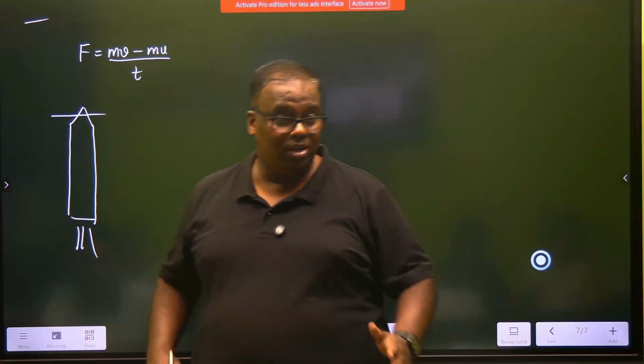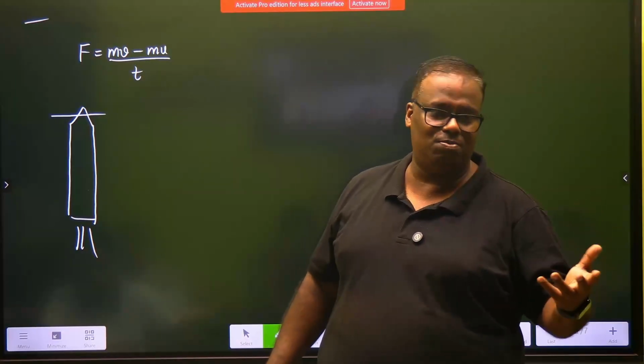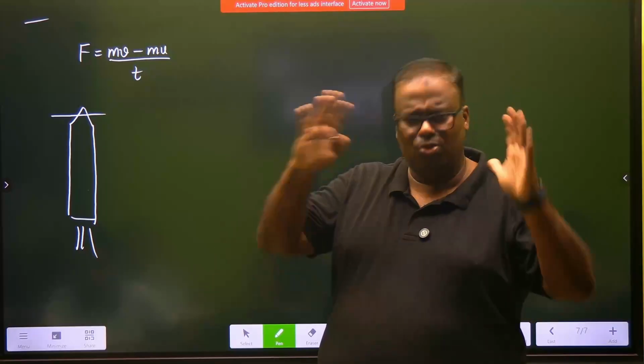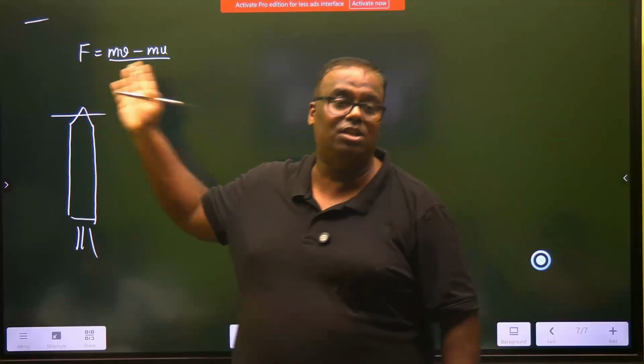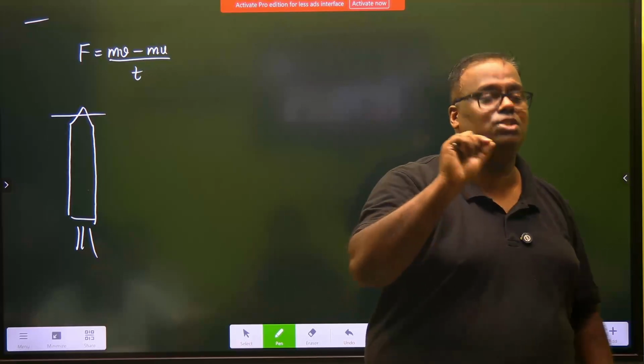There is something called rest mass. When you study Einstein's laws and all, you understand what rest mass is. When you are at a velocity, your mass is not the same as what you are at rest. But let's not go that deep. In grade 9, we study this. Remember, we are studying this because this is with mass constant.